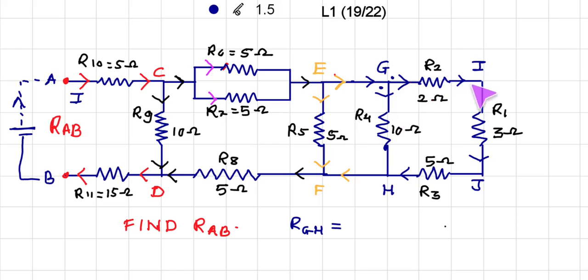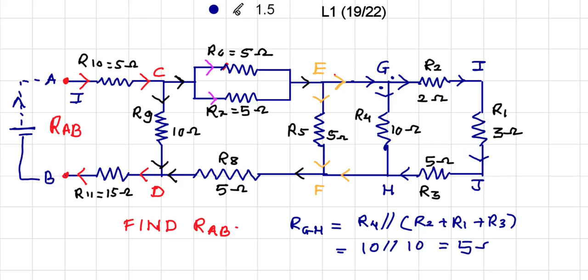See, some current is flowing through this resistance and some current is flowing through this resistance. That means R4 is in parallel with the series resistances R1, R2 and R3. So this way you can calculate: R2 plus R1 plus R3, here it is 2 plus 3, 5 plus 5, that is equal to 10, and here it is 10. So we get 10 parallel to 10, and that is equal to 5 ohm.